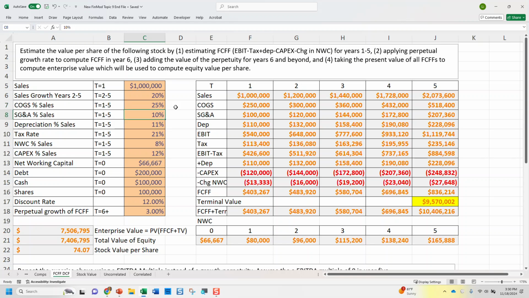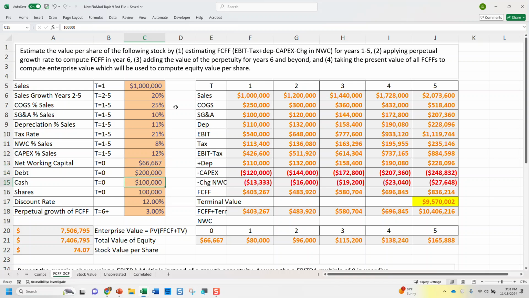COGS, SG&A, and depreciation are going to be a percentage of sales. The tax rate is going to be 21% of EBT. Net working capital in this model is assumed to be 8% of sales, and CapEx is expected to be 12% of sales. To calculate the FCFFs in period 1, I'm going to need the change in net working capital from period 0 to period 1. So here's one way of giving that to you.